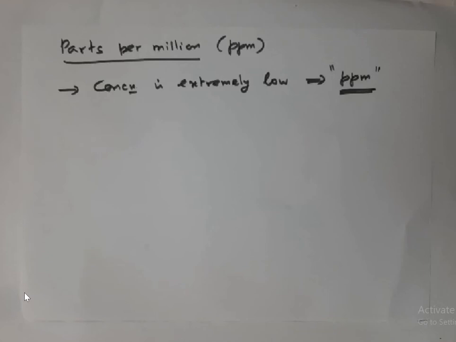Say, for example, the dissolved oxygen in water. Generally dissolved oxygen in water is very, very low. In order to express the concentration of oxygen in water, we use ppm. ppm should be used whenever the concentration is very, very low. So what is meant by ppm?